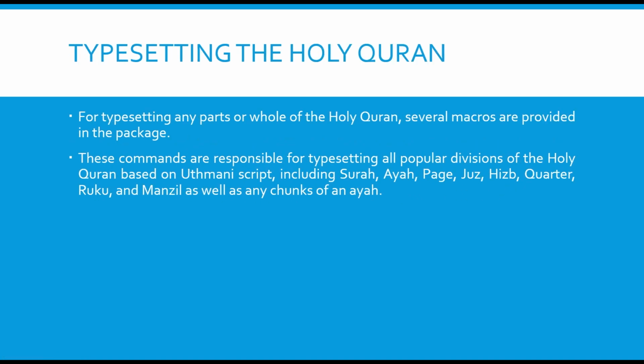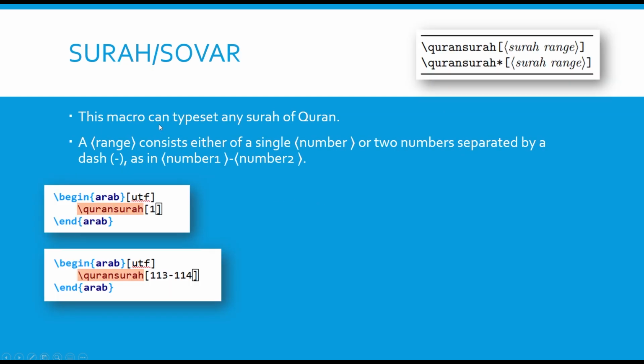How to write the Holy Quran? There are multiple macros defined in it. For typesetting any parts or whole of the Holy Quran, several macros are defined in the package. These commands are responsible for typesetting all popular divisions of the Holy Quran based on Usmani script, including surah, ayah, page, juz, hizb, quarter, ruku, and manzil, as well as any chunks of an ayah. Let's see the first macro.